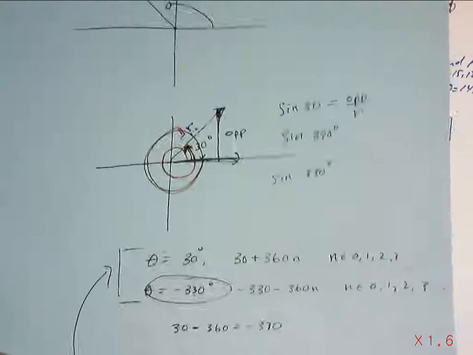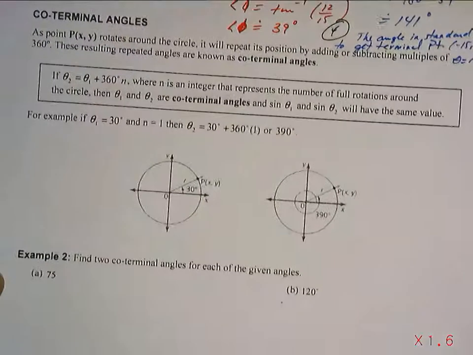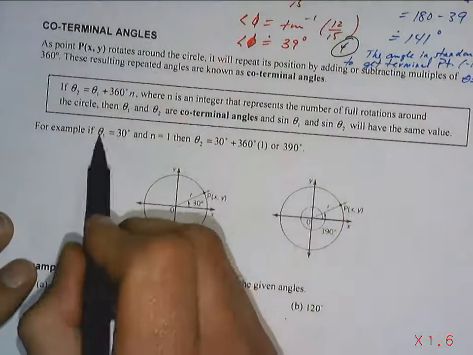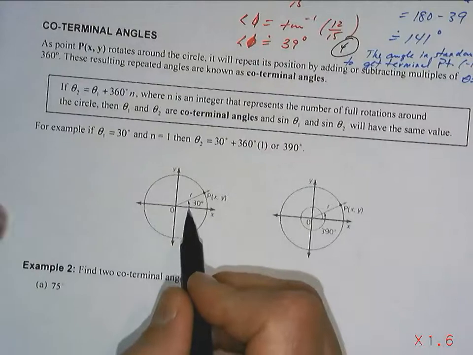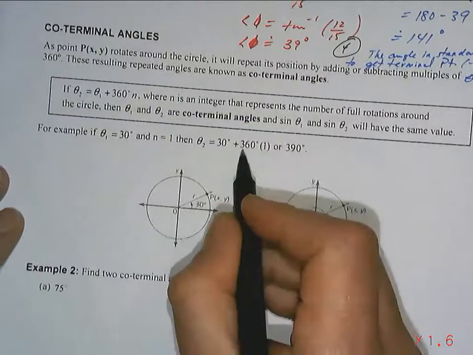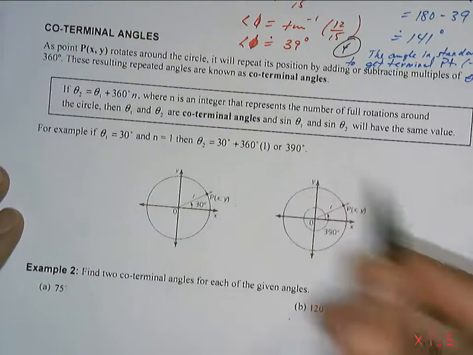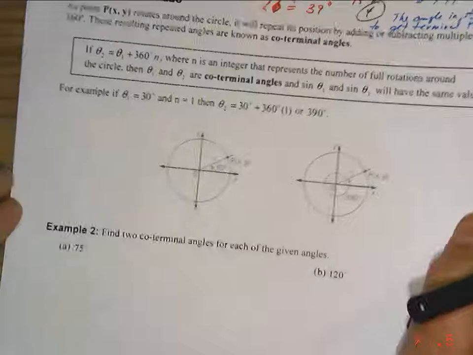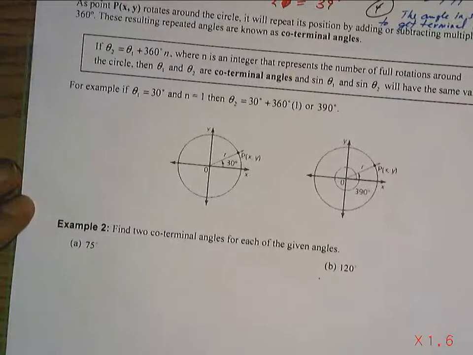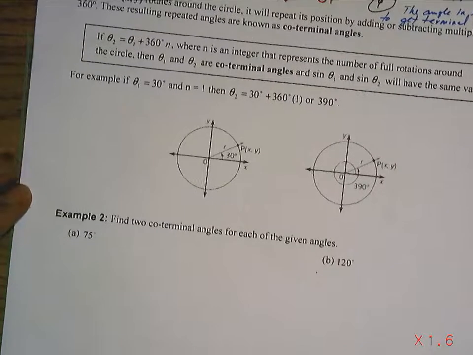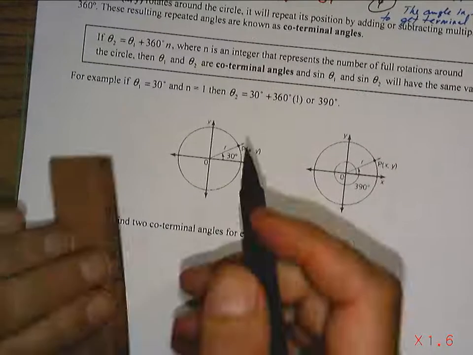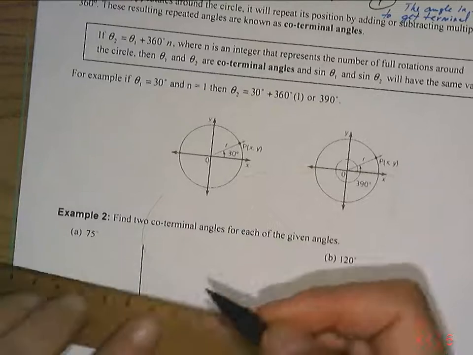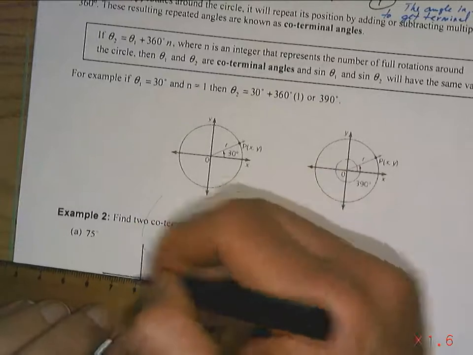Okay, let's go back to our lesson. So example, if theta 1 equals 30 degrees, hey, that's the one I did, then I could go all the way around and do 360 times 1 or get 390. Yeah, that's the same example that we just did. I like what we did better. Okay, so example 2. Find two coterminal angles for each of the given angles. Well, this is pretty easy. I do suggest that you do a little bit of a visual because it does help a whole bunch.